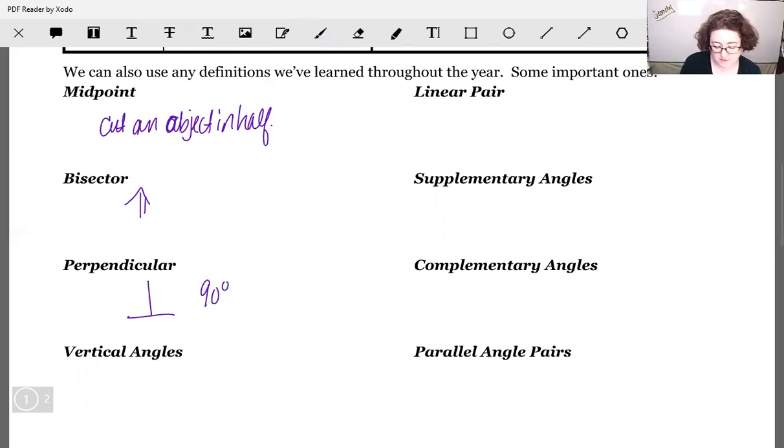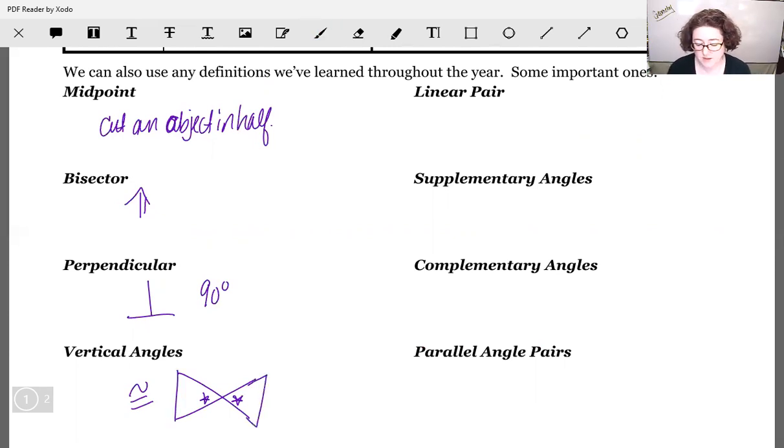Vertical angles are always going to be congruent. And don't forget, those are always directly opposite from each other in a diagram. We're going to see this a lot with these bow tie diagrams that we've seen a little bit of. Linear pair may not be used quite as often, but don't forget a linear pair is when you put the two angles together, those adjacent angles are also supplementary.